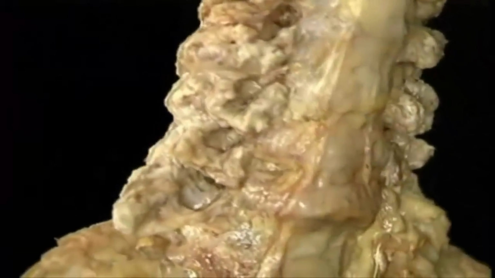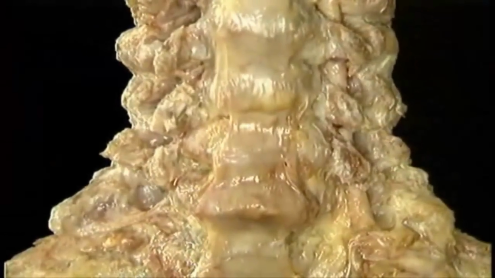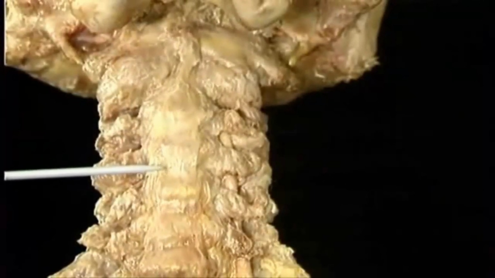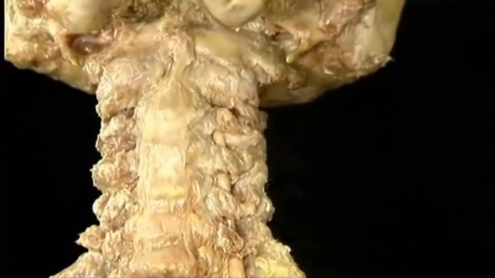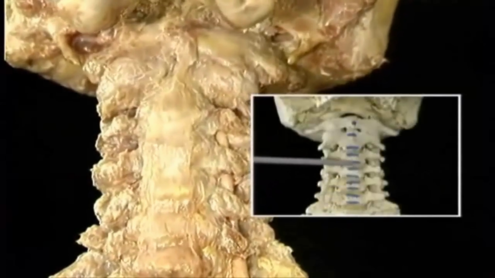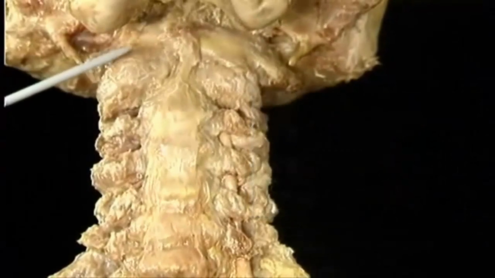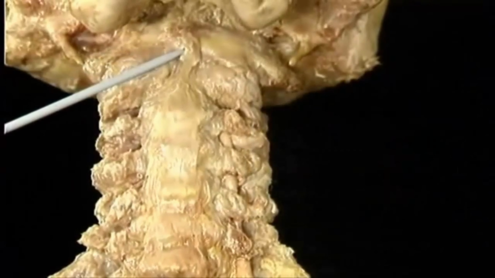Next, we'll go round to the front to see the anterior longitudinal ligament. This broad band is the anterior longitudinal ligament. It runs the whole length of the vertebral column, connecting the fronts of the vertebral bodies. It ends up here, at this tubercle on the arch of the atlas.